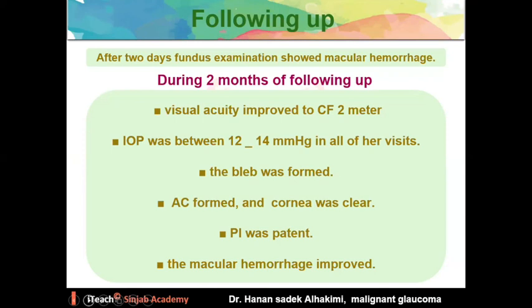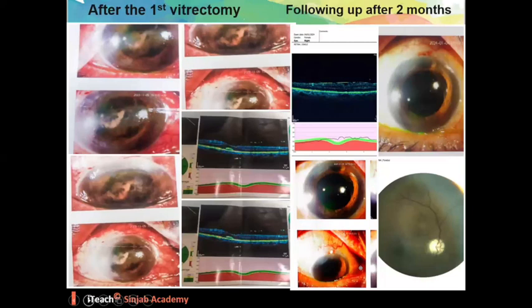The bleb was firm, the AC was firm, the cornea was clear, the BI was patent, and the macular hemorrhage improved. This is some pictures of the patient after the first vitrectomy and after 2 months of follow-up.